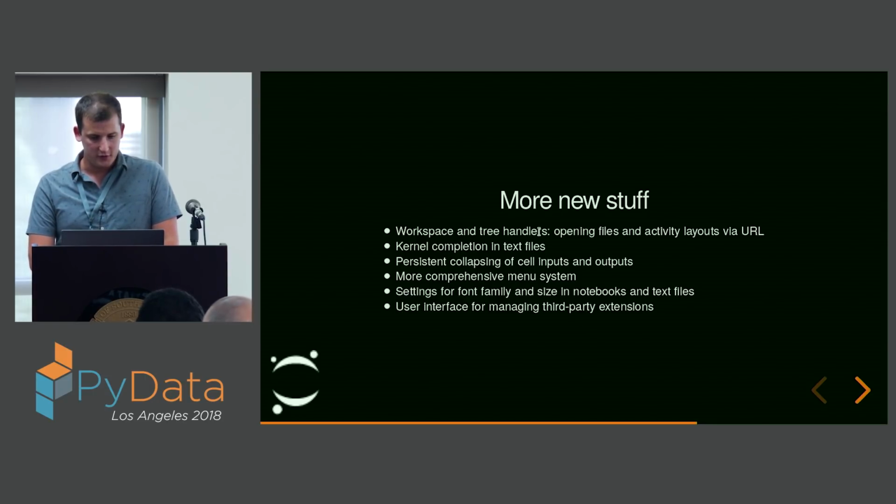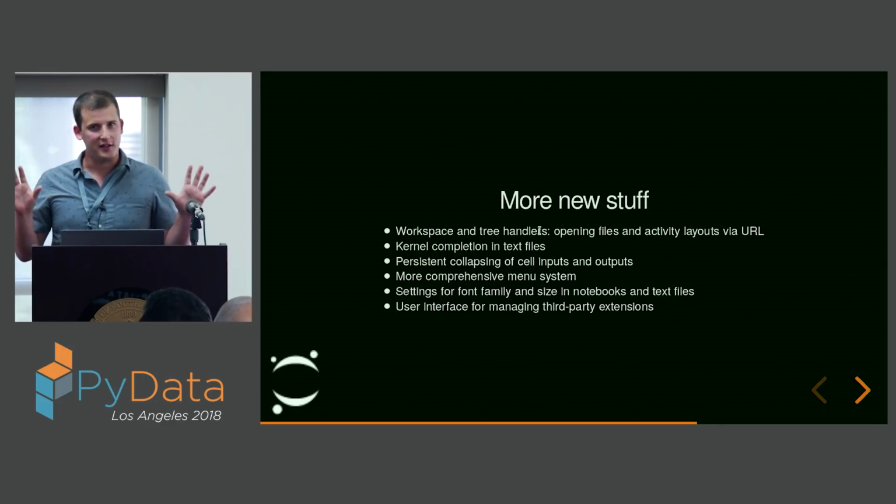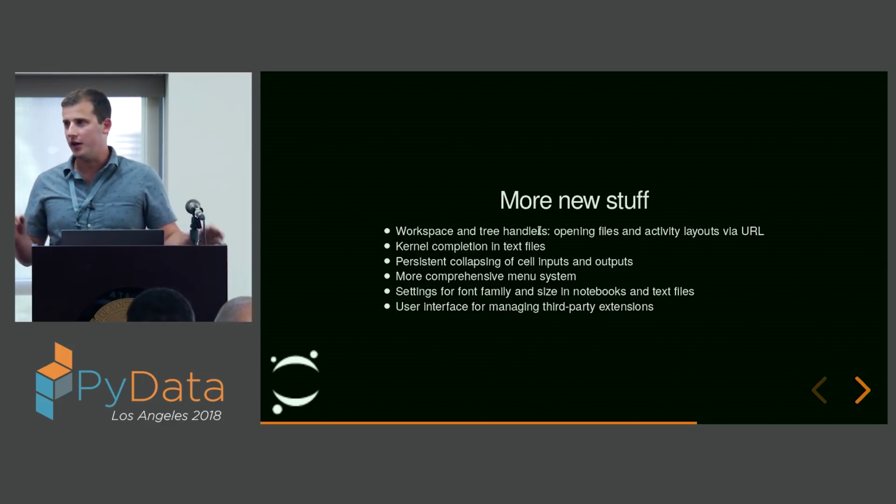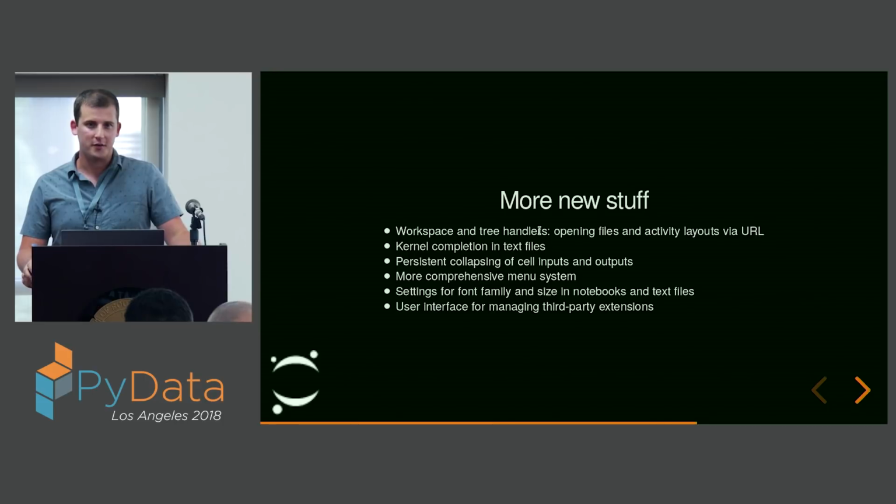We now have these workspace and tree handlers, which is a little subtle, but I think it's a really important use case. This allows us to point to files and specific activity layouts in JupyterLab via a URL. So if you want to share something with somebody, you can construct a URL that will open all the right files, open all the right activities, and really get them off and running quickly.